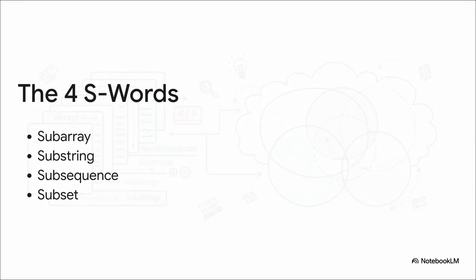Subarray, substring, subsequence, and subset. Four S words. People frequently confuse them, treating them like they're just completely interchangeable. But mastering the exact definitions from our source material is the absolute key to accurate technical communication. When an interviewer or a senior engineer uses one of these words, they mean something incredibly specific. Confusing them, well, that could lead you down a completely wrong path in an algorithm.